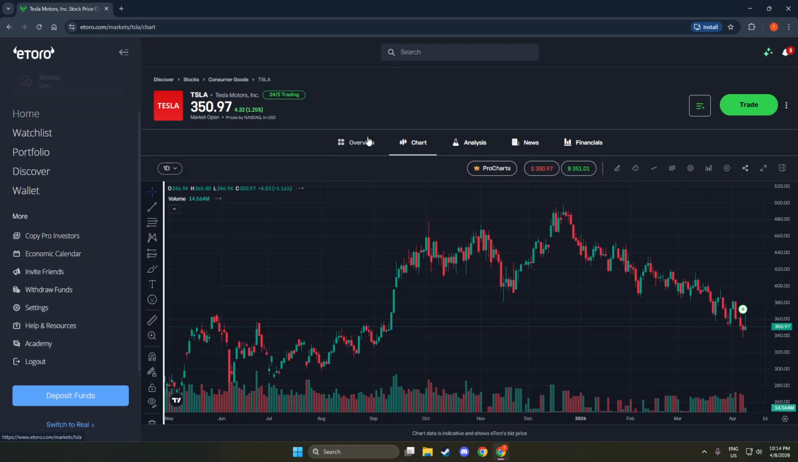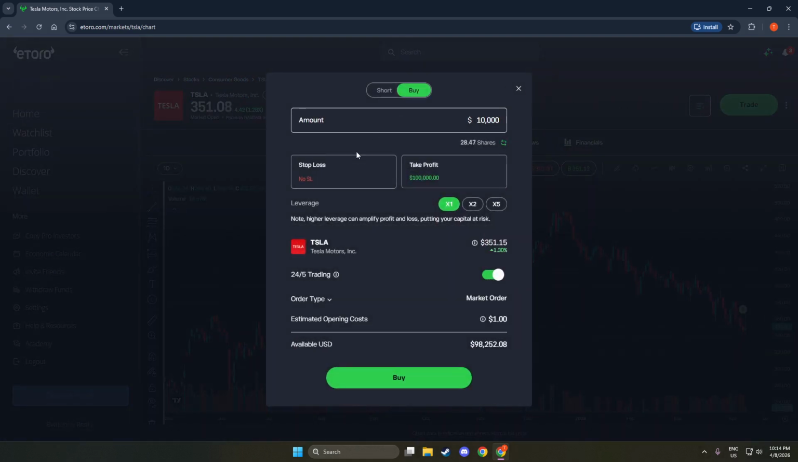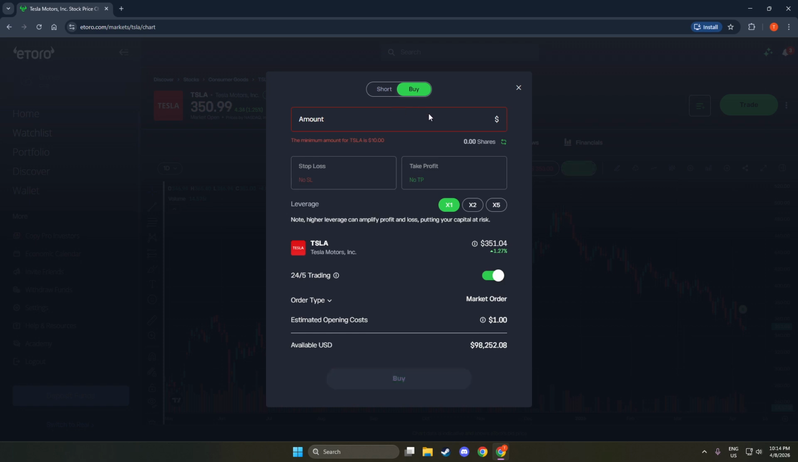Next, click Trade, then choose whether you want to buy or sell. Buy means you're going long and expect the price to rise. Sell means you're going short and you expect the price to fall. This choice sets the direction of your leveraged position and determines how price movements will impact your result.